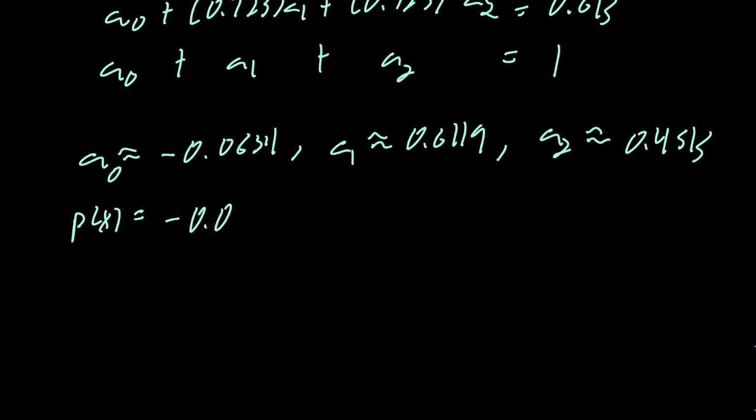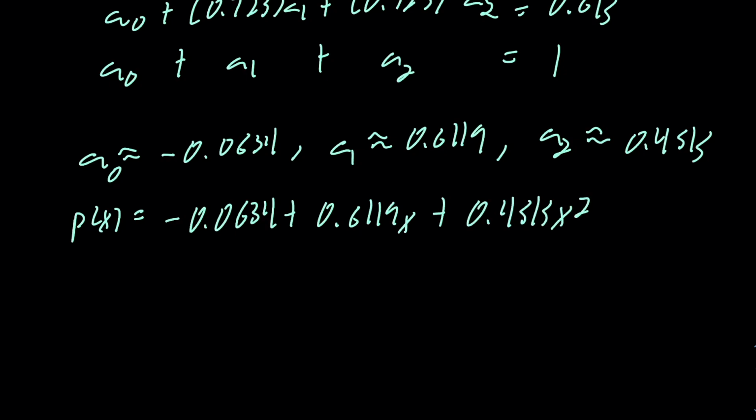So A naught is negative 0.0634 plus 0.6119x, and I said x squared, no, it's just x, plus 0.4515x squared. Voila. This is the approximation of the polynomial function for the 3 planets closest to the sun.